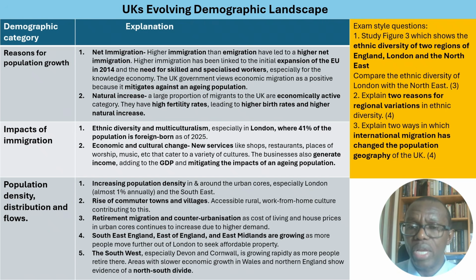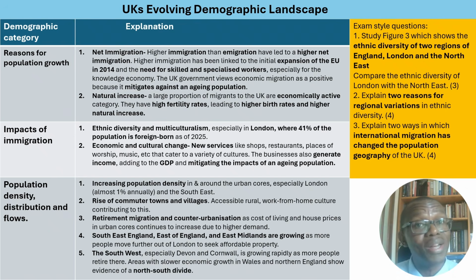And then the second question: explain two reasons for regional variations in ethnic diversity. Now that again is a question that is similar to the first one. So we'll be talking about why there is that ethnic diversity between regions here in the UK. Obviously the urban cores have more ethnic diversity compared to the rural periphery areas due to job availability and so on. Then we have number 3, which is to explain two ways in which international migration has changed the population geography of the UK. So we can talk about the fact that there is ethnic diversity and multiculturalism.